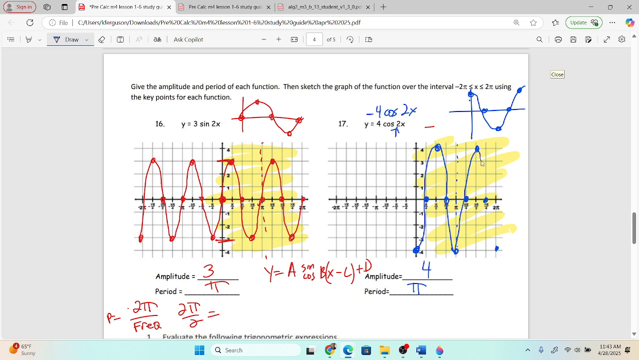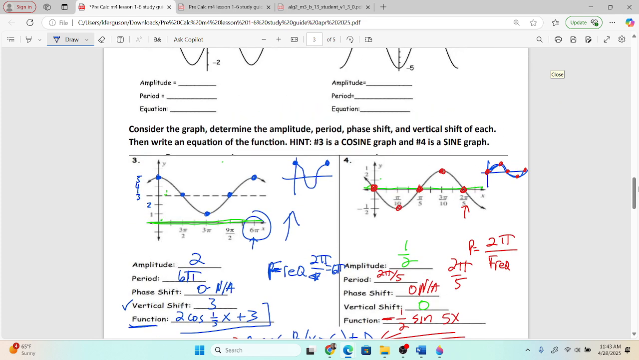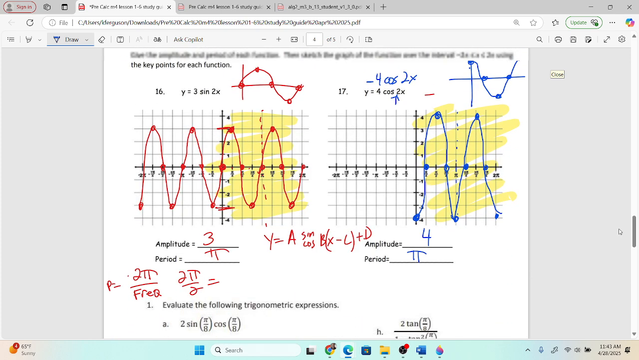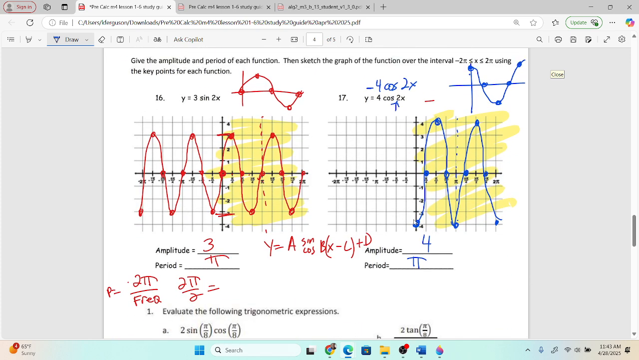Now that's if it was negative. I want to make sure you understand what happens if you have a negative in there, because there might be a negative in what you're doing. If I had a negative for sine, it would be at 0, but then it would hit the bottom first, then go to the top, and then hit the midline. And if you have a negative for cosine, it'll start at the bottom instead of the top: bottom, midline, top, midline, bottom. So that's if it's negative.